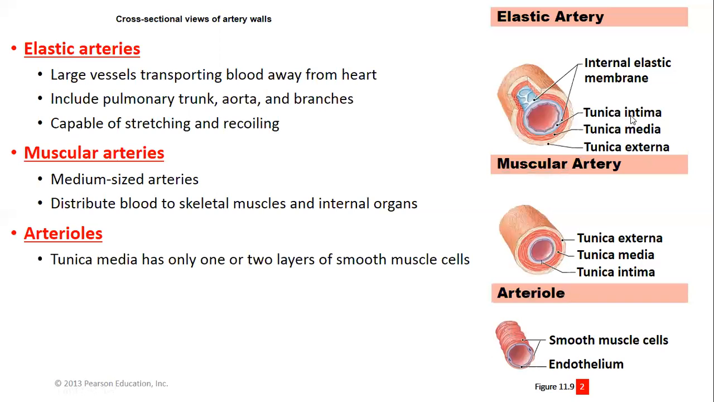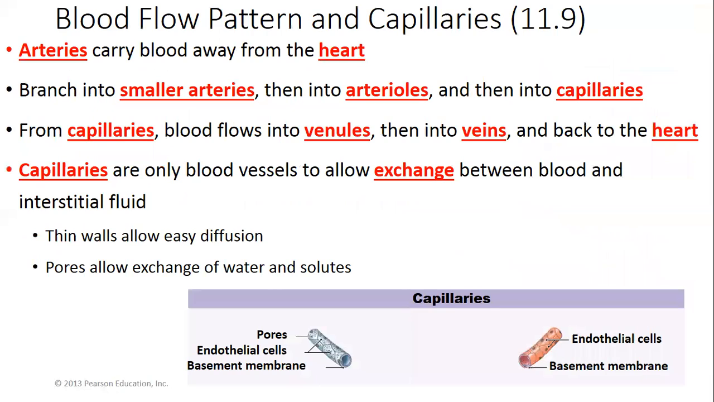So these blood vessels start with a large elastic artery, branch to smaller muscular arteries, continue to branch to arterioles, and then arterioles supply blood to capillary beds. And these arterioles don't have a tunica externa. They only have a thin layer of smooth muscle, tunica media, and then an endothelial layer, so simple squamous epithelium. There's only two layers of tissue here.